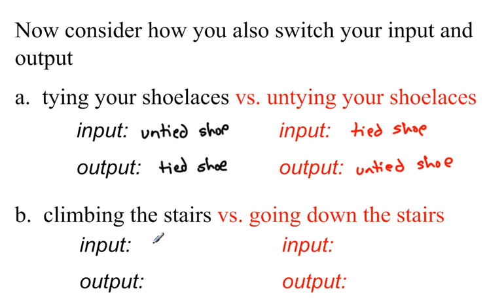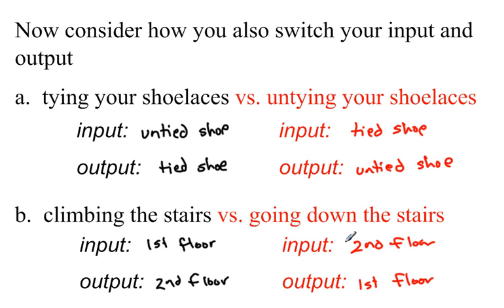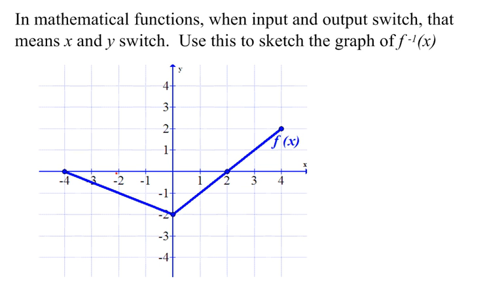Same thing with climbing the stairs. Let's, for instance, assume that we started on the first floor here. After we climb the stairs, we might end up at the second floor. But if we were to undo this action, our input would be the second floor, and when we go down the stairs, we'd end up at the first floor. So notice in our inverse function, our input and our output swap places. We're going to do this on this graph now.